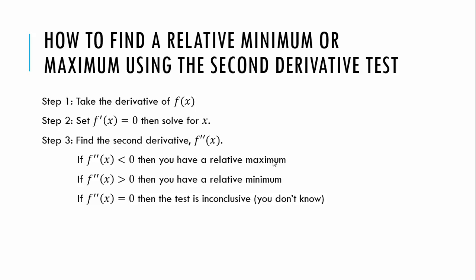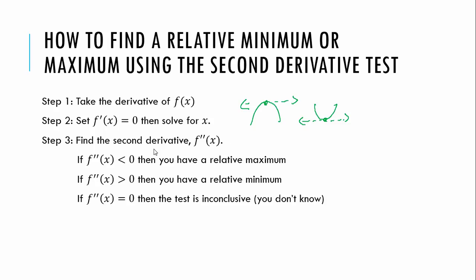So how can we actually find a relative minimum or maximum if we're just given a formula and no graph? Well, it's actually quite easy. First thing you do is take the derivative of f of x. You set the derivative equal to 0. Remember, relative minimums and relative maximums always have 0 slope. And then you solve for x. And second, you need to find the second derivative.